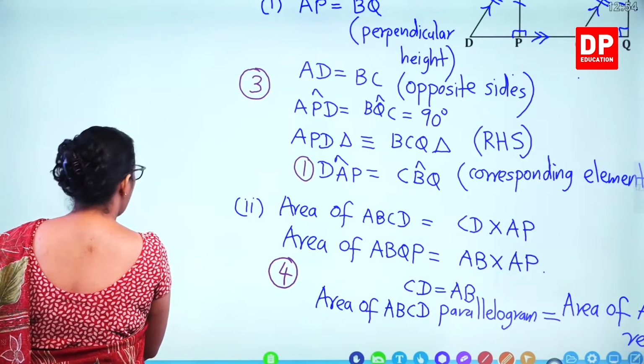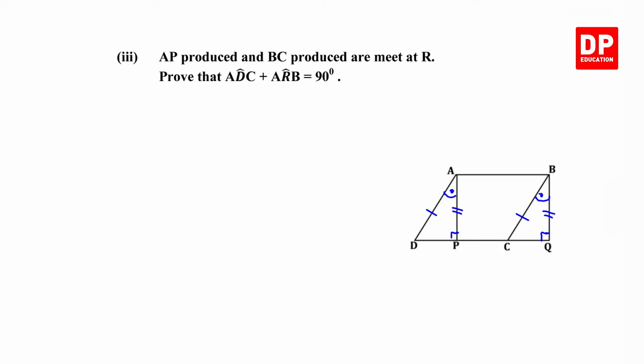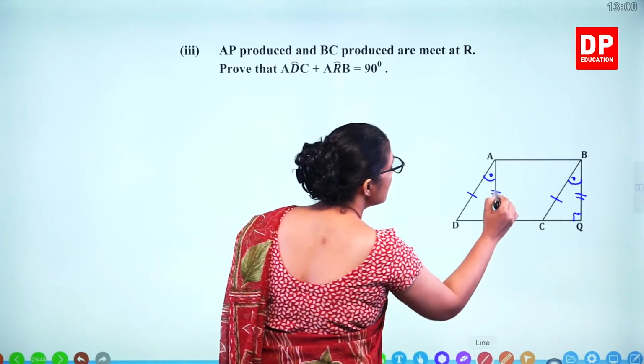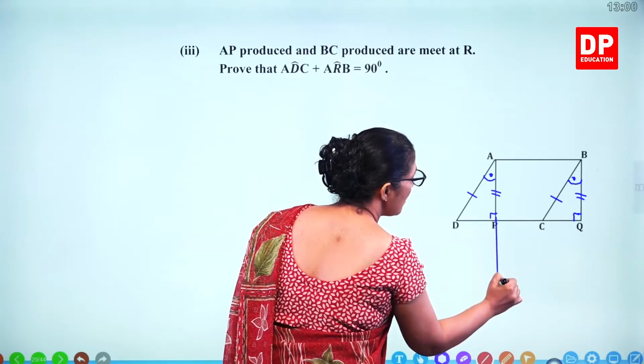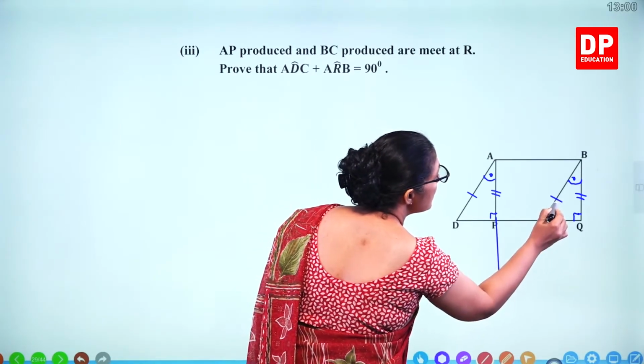So next one, part 3. AP produced and BC produced meet at R. So we'll draw that. AP produced is this one, and BC produced.